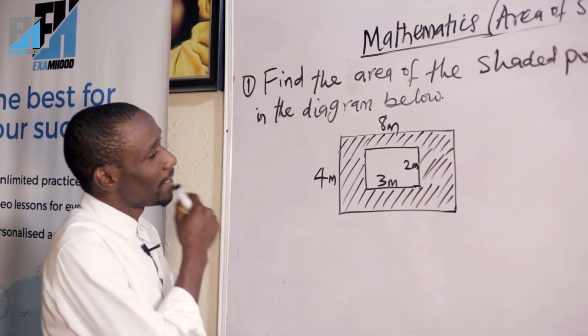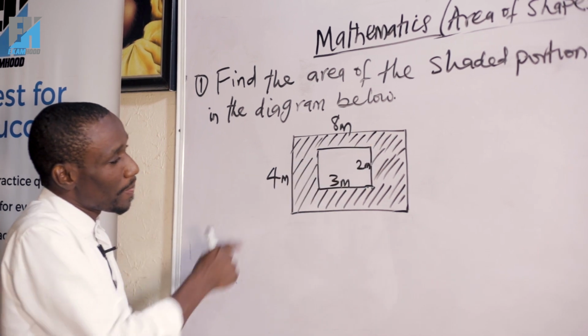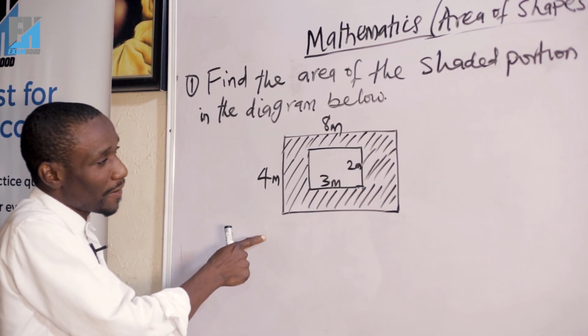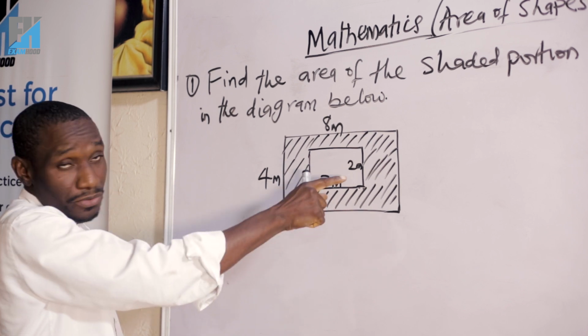Remember that the whole diagram, if you look at it, the length is 8 meters, while the breadth is what? 4 meters. Then the one inside has length of 3 meters and breadth of 2 meters.